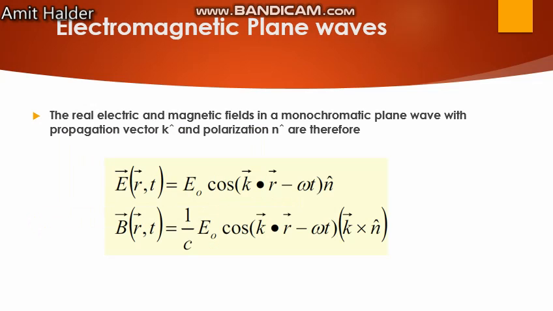Now the real electric and magnetic fields in a monochromatic plane wave with propagation vector k and polarization n vector are therefore, that is, a phasor form, propagation vector form, vectorial format. The plane waves can be written as like this, a cosinusoidal equation.